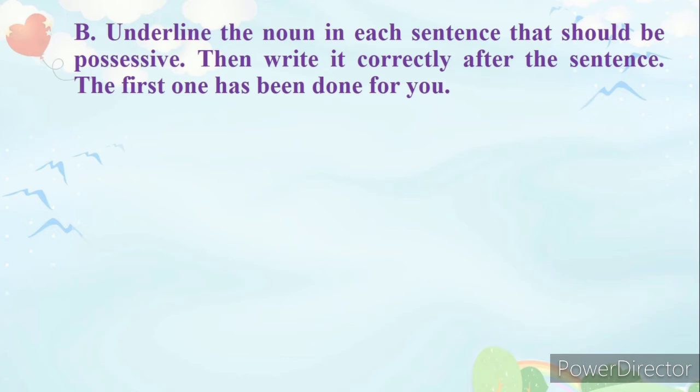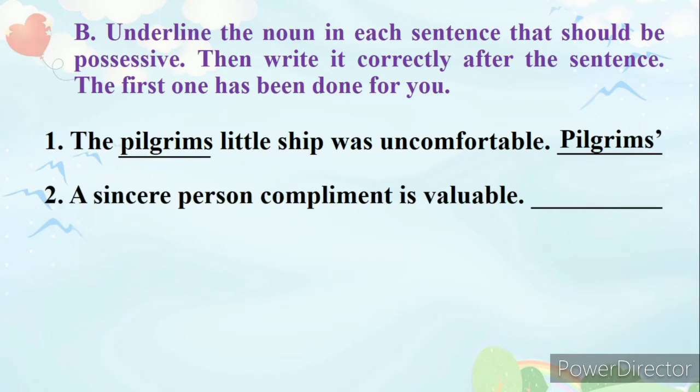Now worksheet B. Here you have to underline the noun in each sentence that should be possessive. Then you have to write it correctly after the sentence. The first one has been done for you, so I'm starting from the second one. 2. A sincere person's compliment is valuable. Dear student, which is the noun here? Person. Yes, so you have to underline person. Then what is the possessive form of person? Person's. We are adding here apostrophe and s.